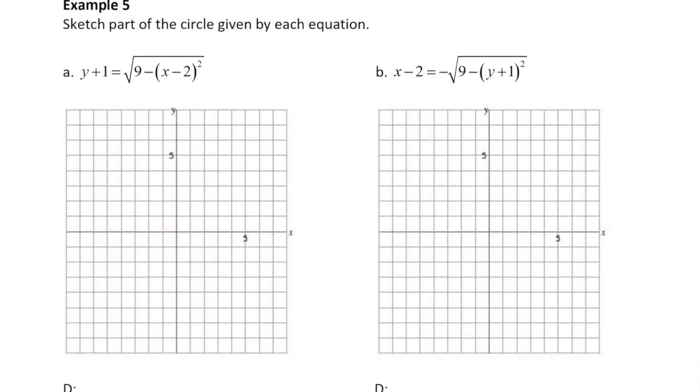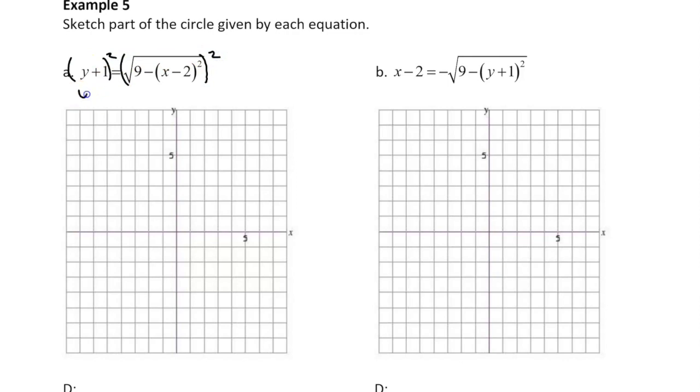Okay, example number 5. It's a little bit of an odd example because it doesn't look like anything familiar to us. So it's saying, sketch part of a circle given by this equation. And if you look at part A, maybe we don't even know where to start here, but we're actually just about one step away from having something that's going to really, really resemble a circle. If you were to do some algebra here to tidy this up, what would happen if you squared both sides?